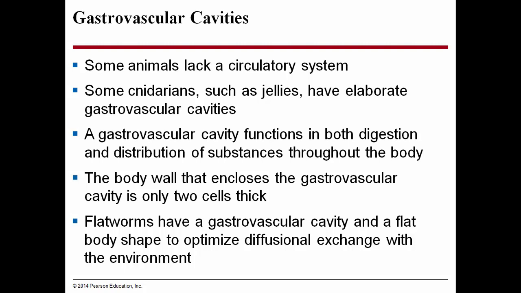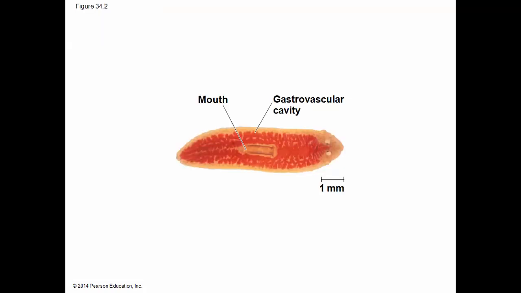A gastrovascular cavity functions in both digestion and distribution of substances throughout the body. The body wall that encloses the gastrovascular cavity is only 2 cells thick. Flatworms have a gastrovascular cavity and a flat body shape to optimize diffusional exchange with the environment.